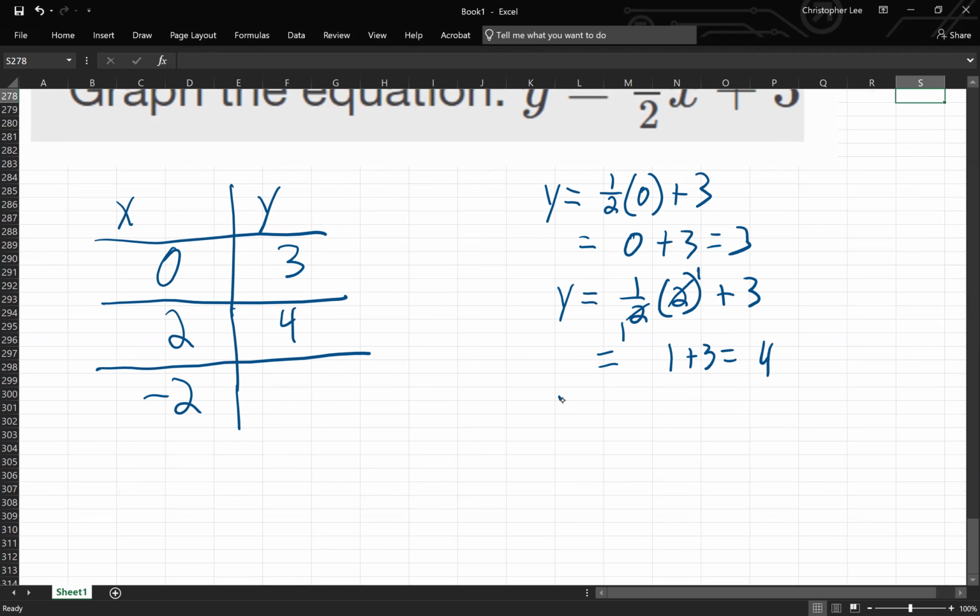And then check this out again, right? Now we have y is equal to 1/2 times the -2 plus 3. So 1/2 times the -2, the 2's will just cancel out. So this is going to become -1 plus 3. And what's -1 plus 3? 2, right? And that's it. Now I have my table of values. And what am I going to do after that? Draw my graph, plot my points, draw a line through it. And that's it. All right.